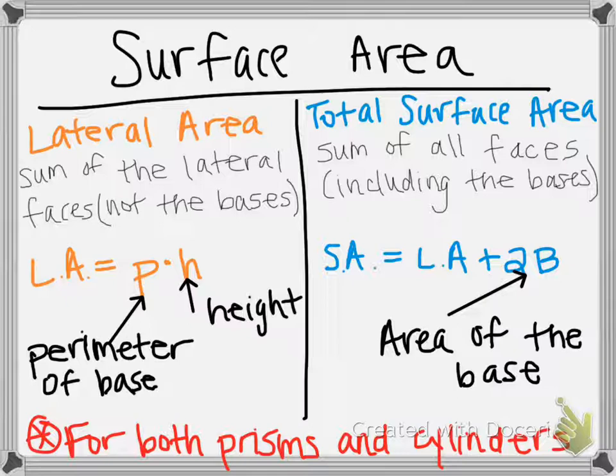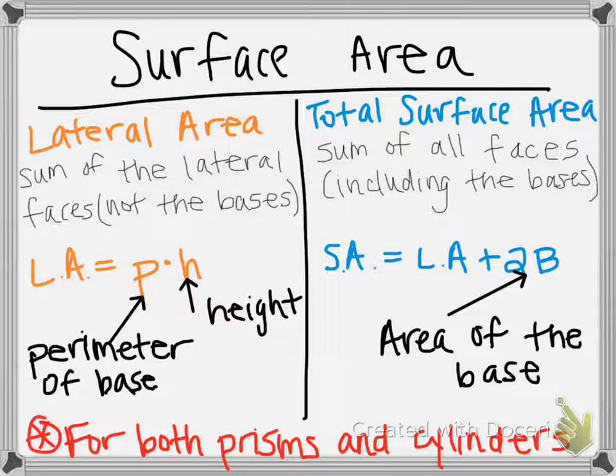When would we ever have to talk about lateral area? Well, think about maybe if you're painting your bedroom. You're not going to paint the ceiling or the floor. You're only going to paint the walls. So you would have to know the lateral area of your room to determine how much paint to get. So we do have a formula for figuring out lateral area for both prisms and cylinders. It's actually the same formula.